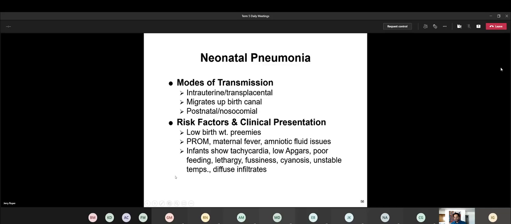So then again, how does it happen? A lot of times it could happen like in the case of PROM. If the membranes ruptured too early, now there's really nothing to protect the baby. And then some of these organisms that are already there can just migrate and make their way and affect the baby.